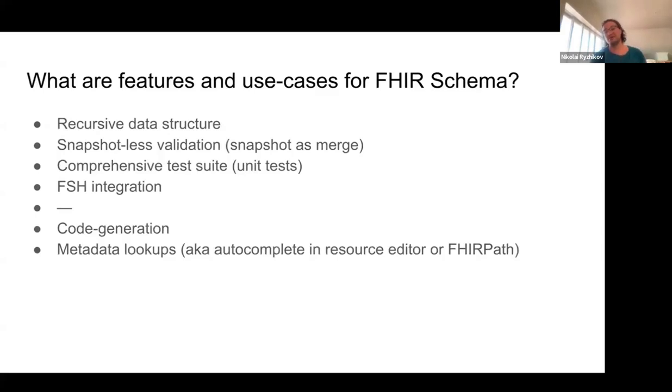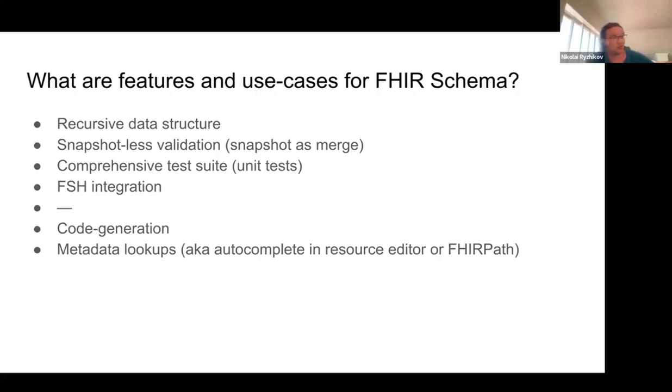Okay, so what are the promises, features, and use cases for FHIR Schema? What is the key idea of FHIR Schema versus StructureDefinition? StructureDefinition is a list of elements with paths and IDs, but FHIR Schema, as in JSON Schema, is a recursive data structure. Another key aspect is snapshot-less validation. We don't use snapshots because I consider snapshots an anti-pattern. I will have another slide about snapshots, and we will talk about this.